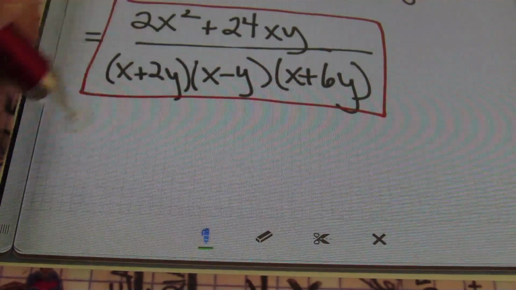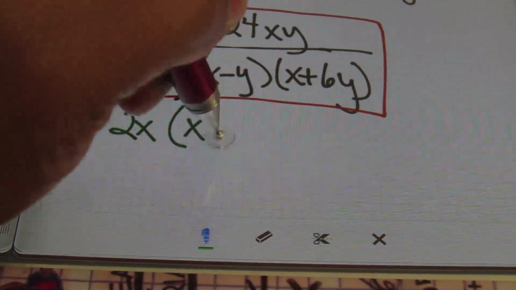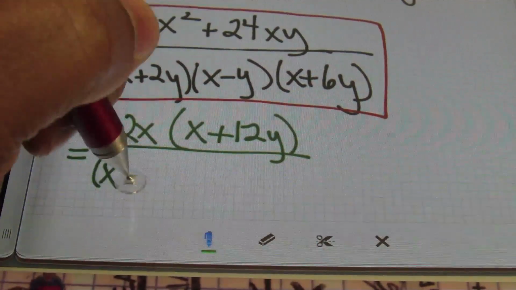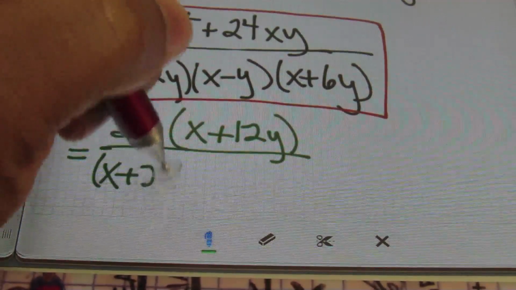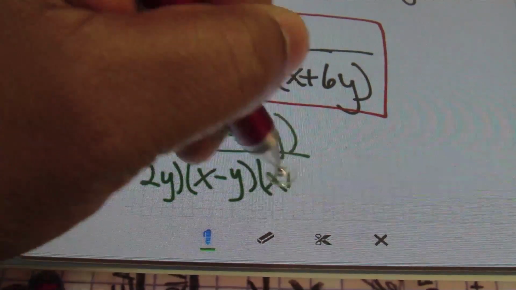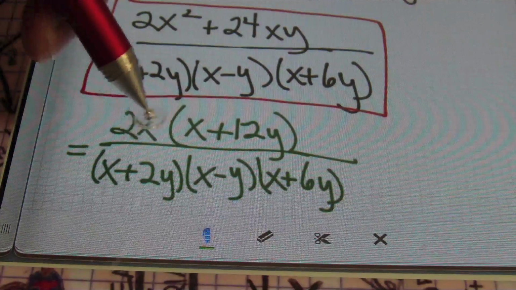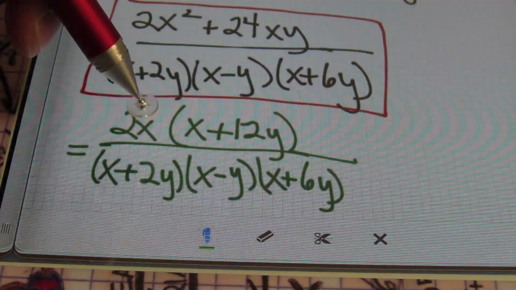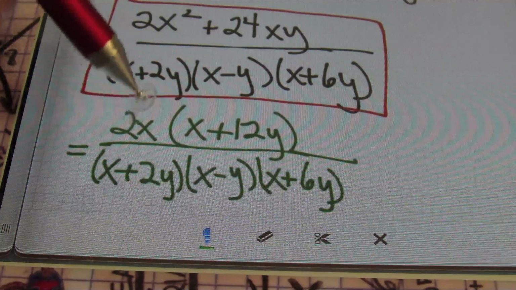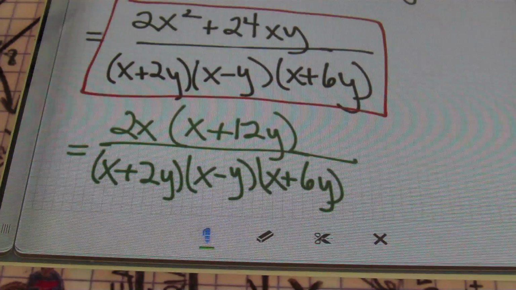If you were to factor out the 2x, you would have 2x times x plus 12y, all of this over your common denominator, which is going to be x plus 2y times x minus y times x plus 6y. Notice that none of these factors in the numerator and the denominator are the same, so you cannot cancel out anything. So if you are not certain, you do want to factor it out to make sure that you can't cancel out anything if you don't foresee that.